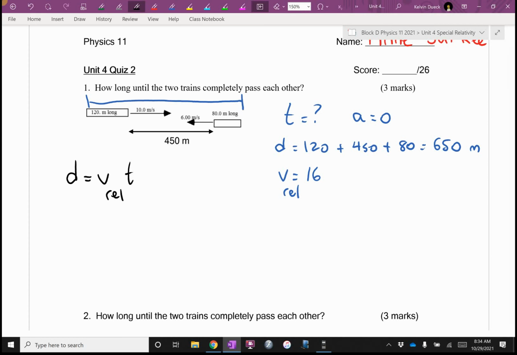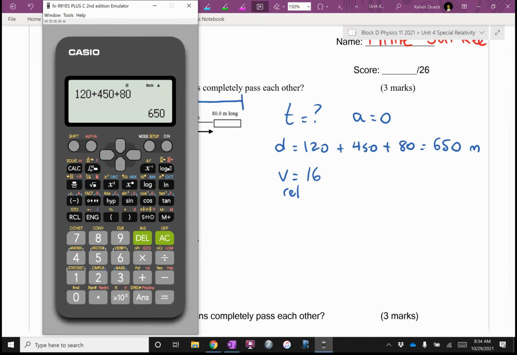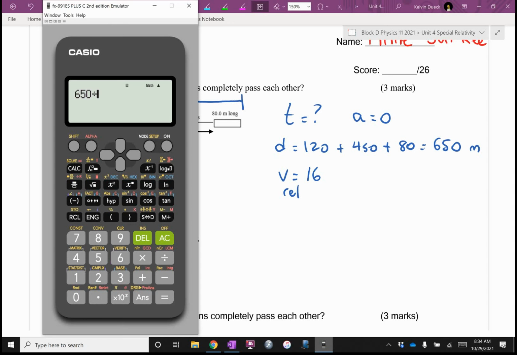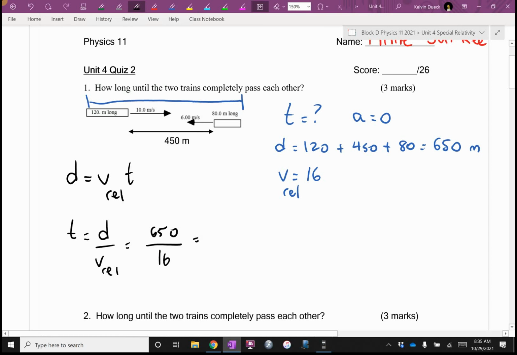It wants us to find time. Time is going to be d over relative speed. So it's going to be 450 over 16. 650. Why did I write 450? I was looking at the number in the picture and didn't look at what I listed. So 650 divided by 16, and I get, this one's going to give me fractions, 40.6. Is that correct, folks?